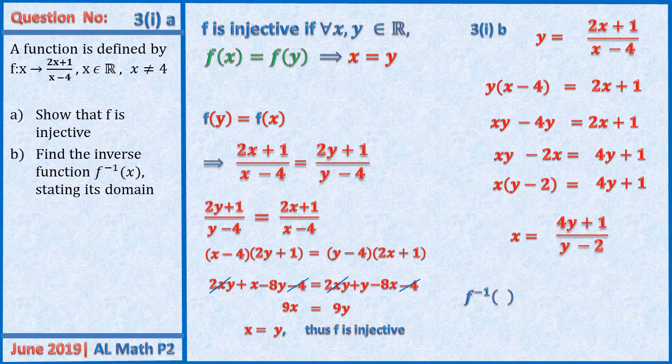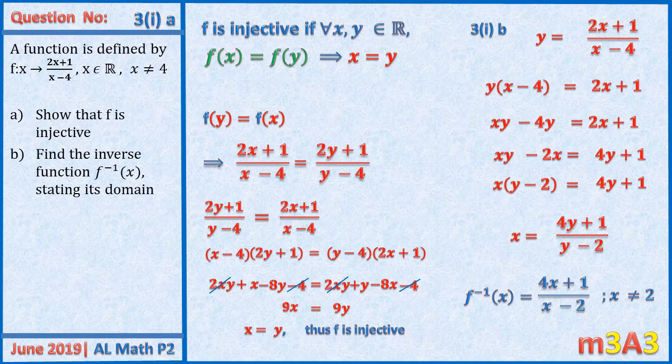We now replace x by the inverse function f inverse of x and replace y by x. That gives us 4x plus 1 over x minus 2. The question states that we should equally give the domain. So this function is defined if the denominator is not equal to 0. And this denominator will only be equal to 0 if x equals 2. So the domain is the set of all real numbers excluding x equals 2. So it has been defined. You can write it out as what was given in the question, x is an element of R where x is not equal to 2. That will equally be the same.